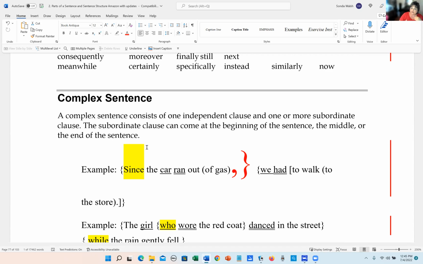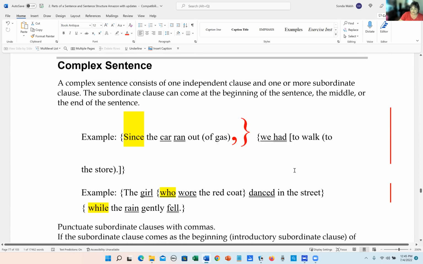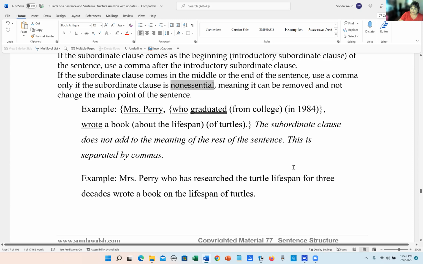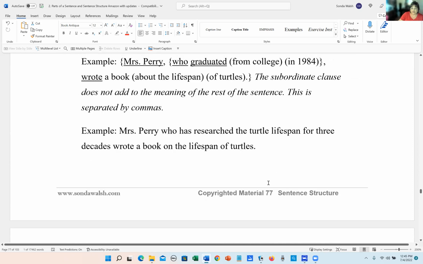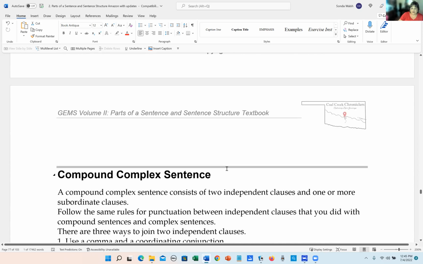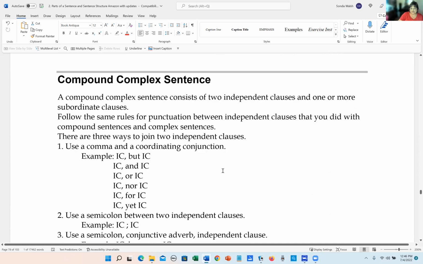Then if your subordinate clause comes before your independent clause, you're going to set it off with a comma. If your subordinate clause comes at the end of the sentence, if it's non-essential, you would use a comma, but otherwise you wouldn't use a comma. So those are about the only rules that you have to learn, but they're super, super important. All right, let's look at compound complex sentences.